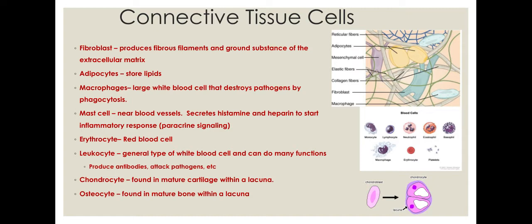We've got something called a chondrocyte, which is going to be in cartilage, and it has what is called a lacuna. You can kind of think of it like a little hammock, I guess, for the chondrocyte. And then you've got an osteocyte, which is going to be in mature bone, and it also has that lacuna, that little outside structure to it.